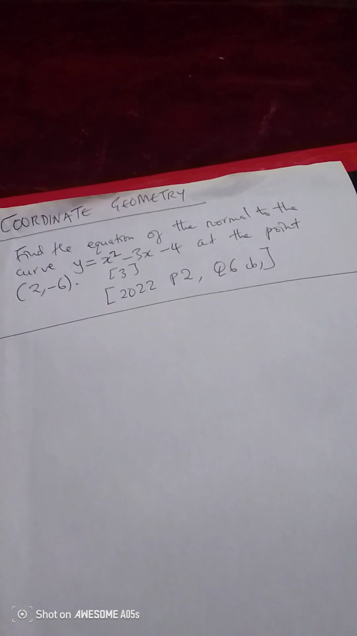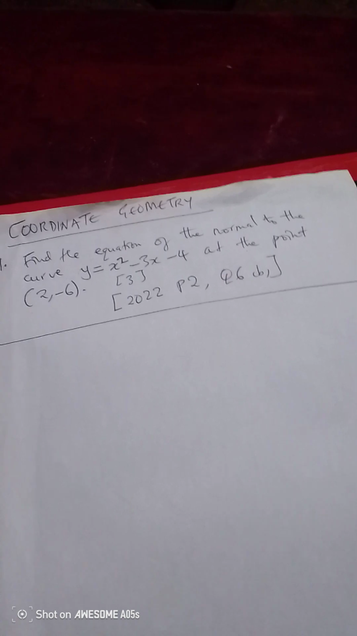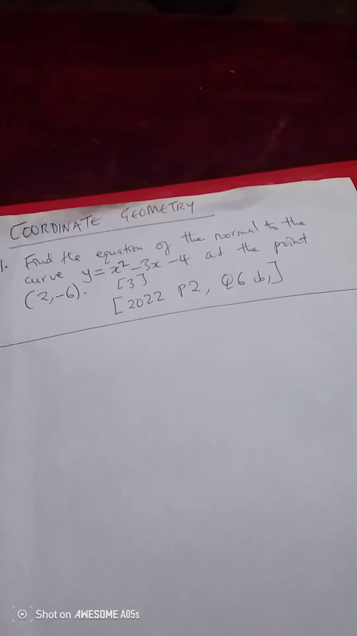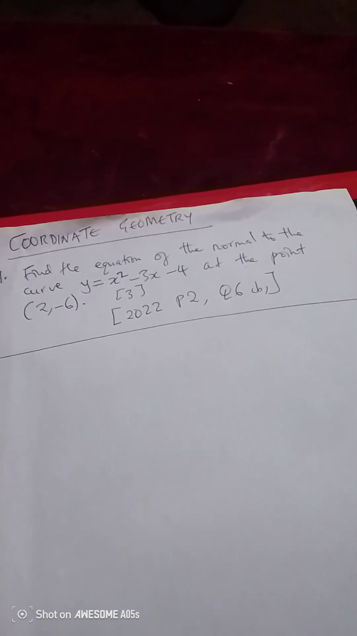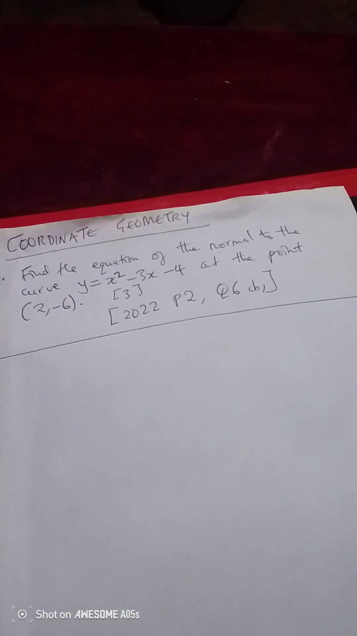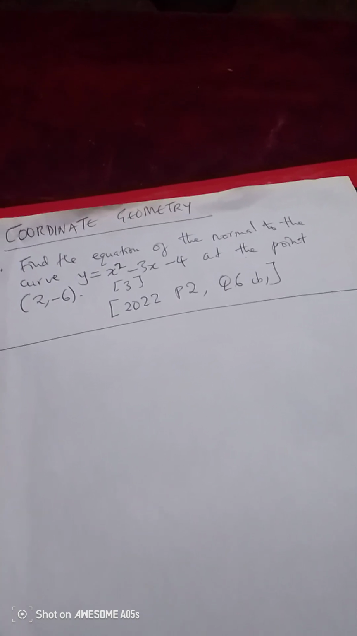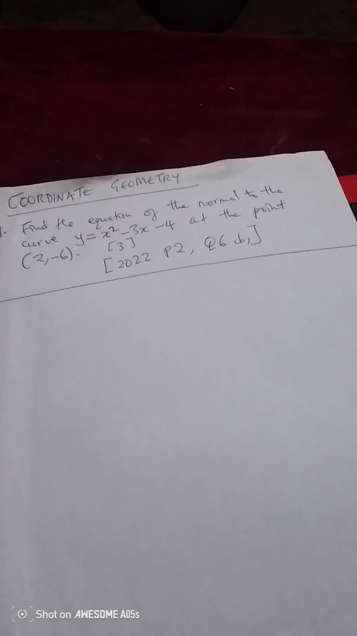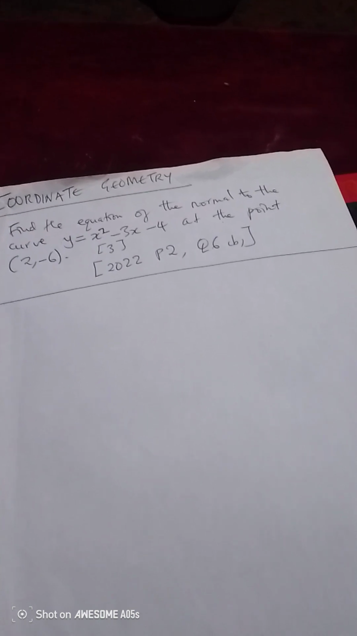If they say find the equation of the normal to the curve, we know that to every curve there exists a tangent. Then to that tangent there exists a line that is perpendicular to it. So that line which is perpendicular to the tangent is the one we are calling the normal. So we will start by sketching the graph of the curve.